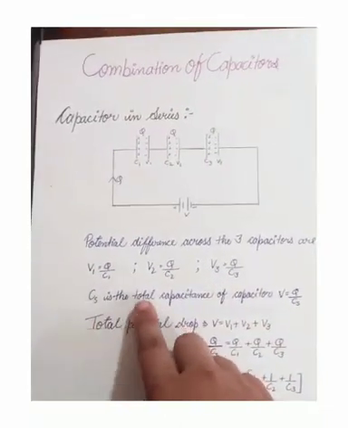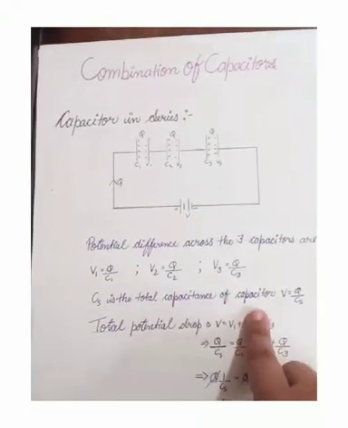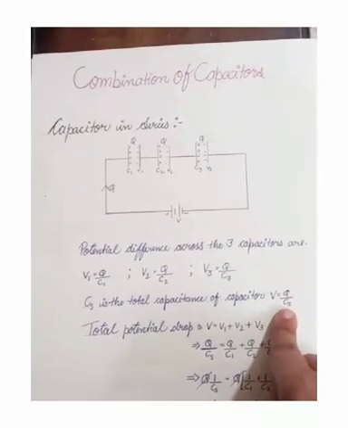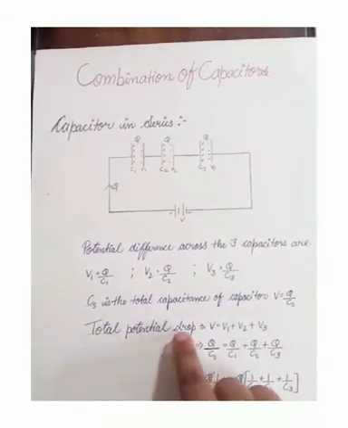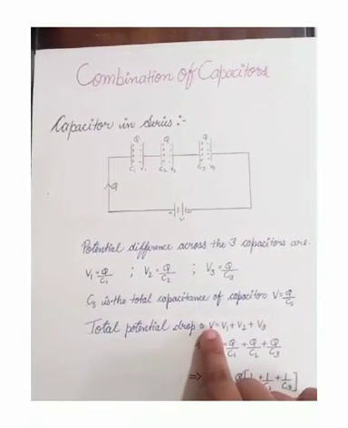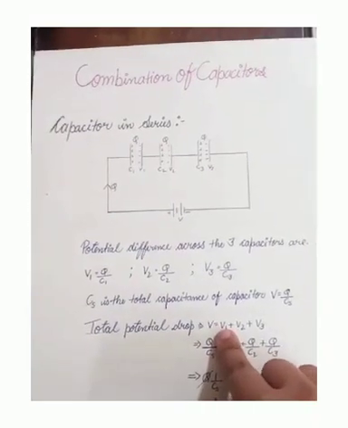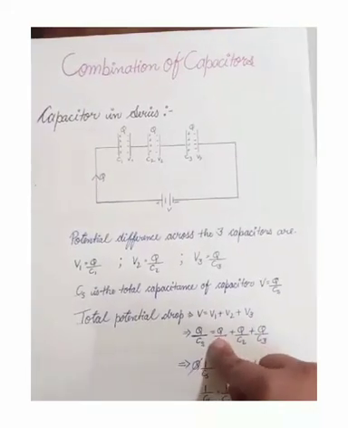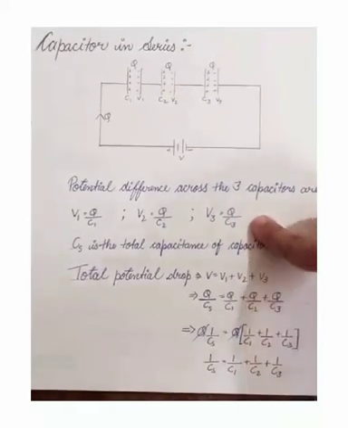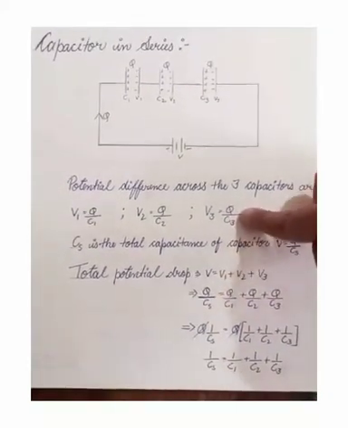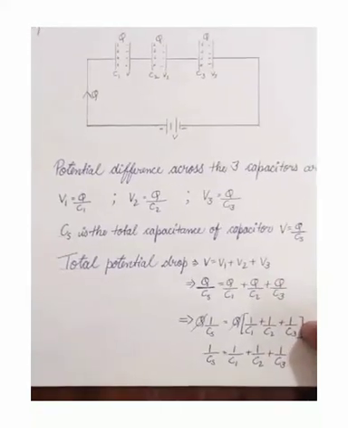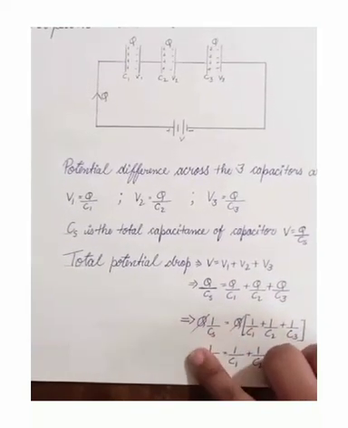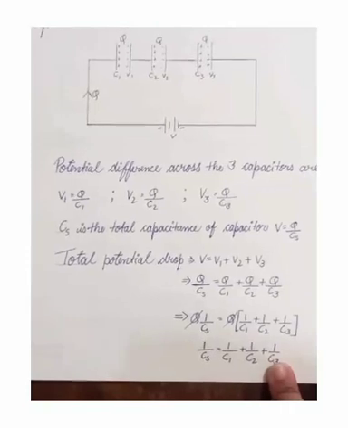Now, CS is the total capacitance of the capacitors, which equals Q by V, that is V equals Q by CS. The total potential drop is V equals V1 plus V2 plus V3. Now we use the value of V1 from here and we put it like this, and we take Q as common and we cut it, then we get the equivalent.